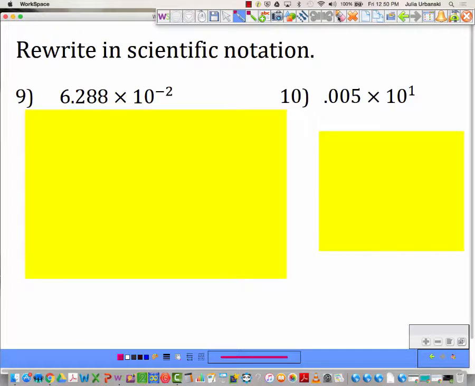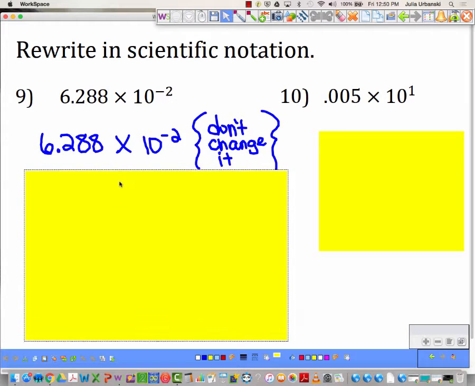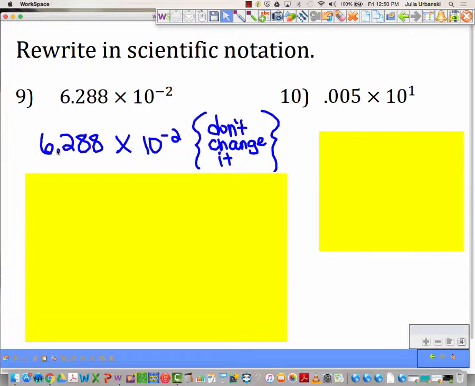Okay, so for number 9 and 10, try these on your own. If you look at number 9, you really don't have to do anything to it. 6.288 already has the decimal in the right place. So if you already have scientific notation, there's no need to make any changes. It would still stay 6.288, and it would still be times 10 to the negative 2. Number 10 is different because the decimal is not in the right place to begin with. Over here, the decimal was right after the 6. Here, the decimal has no number in front of it.